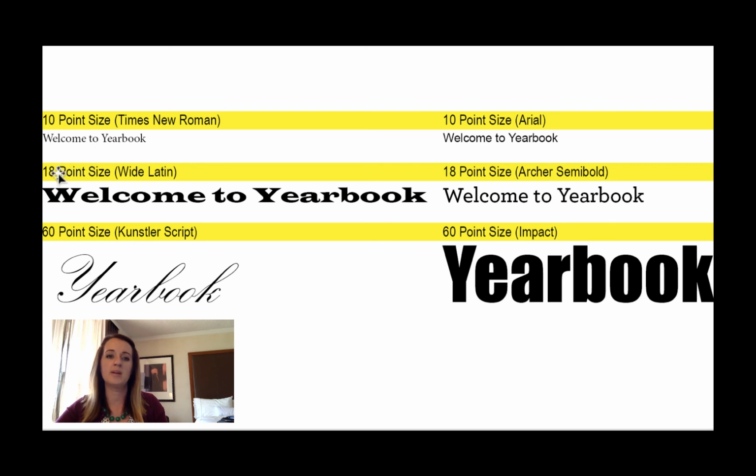That can be illustrated. Here we have the 18-point size for Wide Latin. Here we have Archer semi-bold. So again, you can see these are both considered 18-point font, but the Wide Latin appears so much larger than the Archer semi-bold. Here we look at a 60-point font size and then another 60-point font size. Notice that the Impact has a lot more impact than the script font to the left. You can see that this one, the X height is so much lower than the Impact.